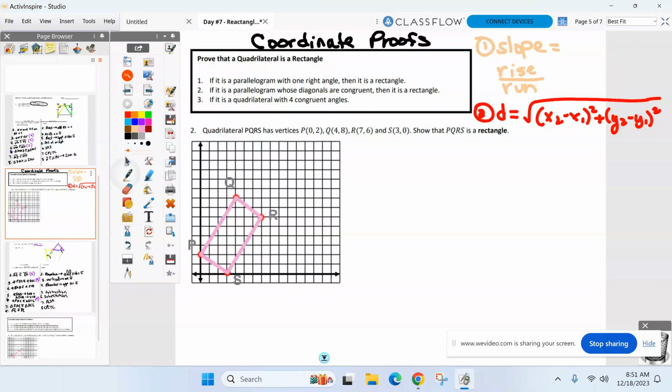So let's go back to the one we're asked to do. Show it's a rectangle. I have 3 ways listed here, but there's only one way we're going to do it in here, and here it is. Reason 3. We're going to show it's got 4 right angles, because that's what a rectangle is, 4 right angles. So here's what you need to show me. Why is Q a right angle? Why is R a right angle? Why is S and why is P a right angle? That's what you're going to need to show me.